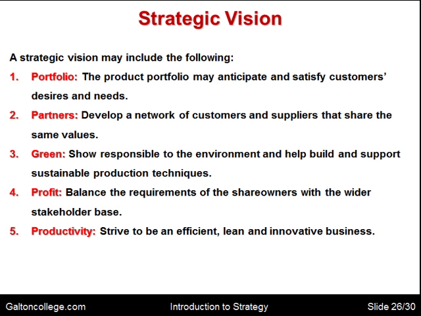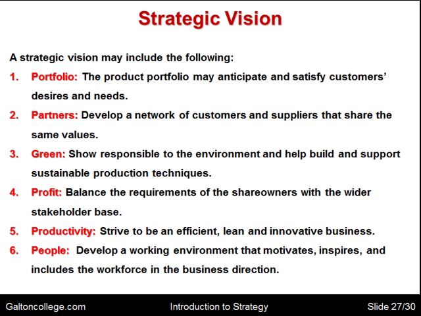The strategic vision should show how the business will be productive. It should be efficient and lean and innovative. Efficient. It should be least cost. It should be deploying the best technology, the best working practices, so that the maximum outputs are achieved for given inputs. And it should be innovative. It should be looking for new ways of working and developing the product itself.